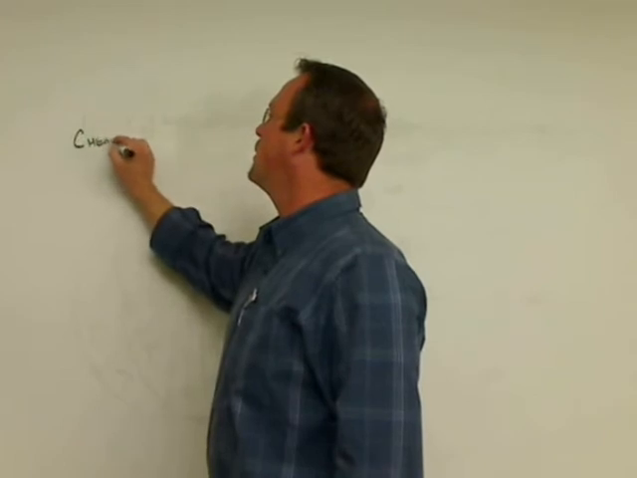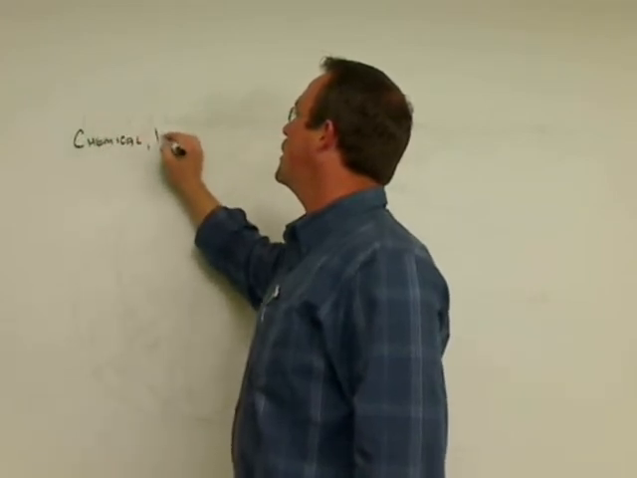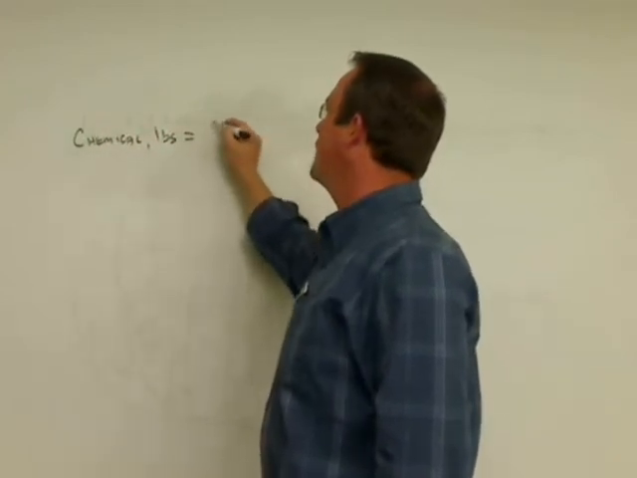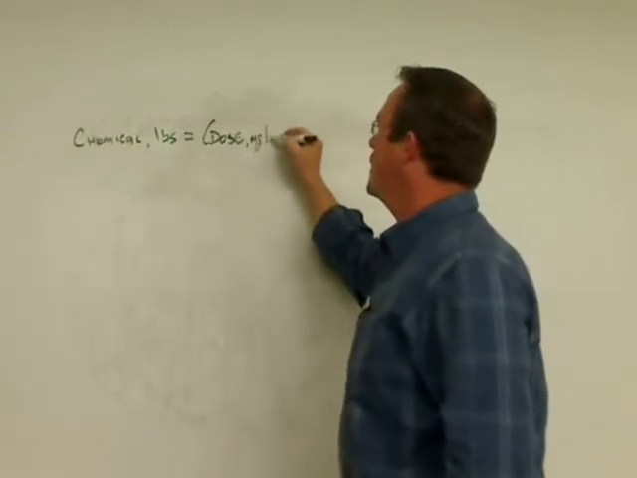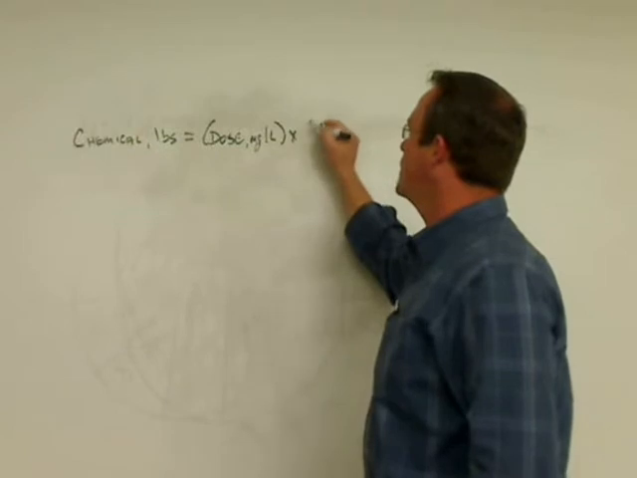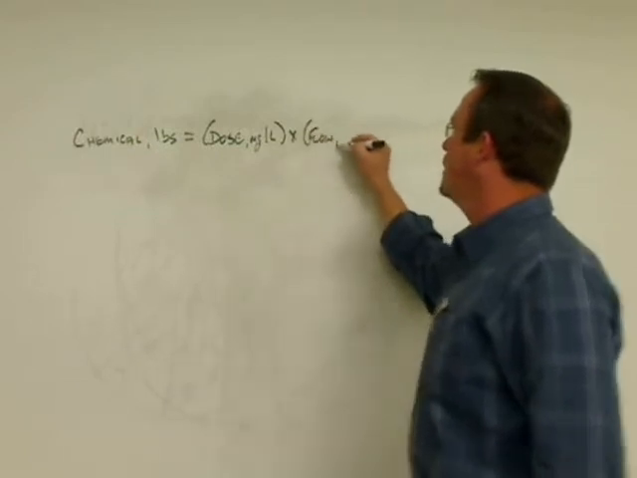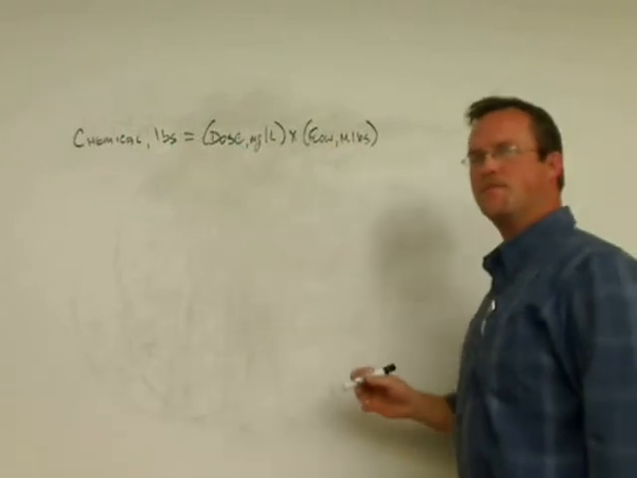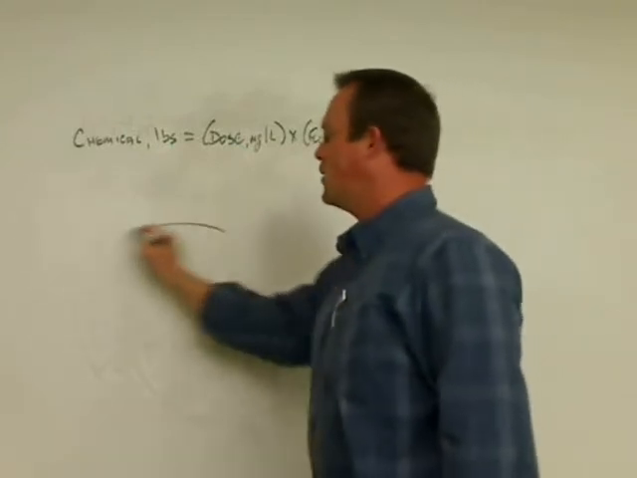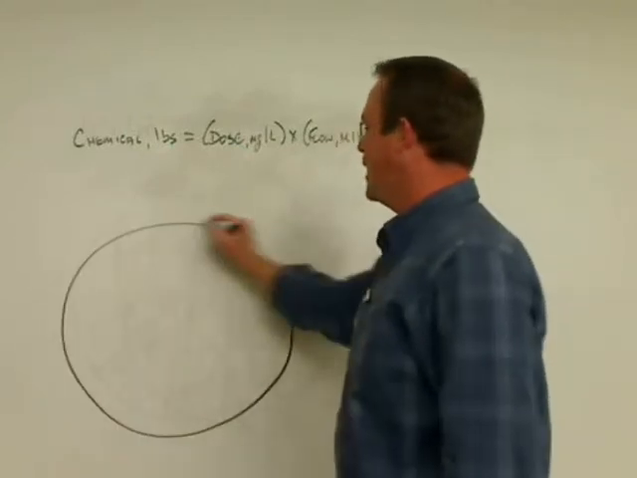your chemical in pounds equals your dose in milligrams per liter times your flow in million gallons. I'm going to go ahead and draw a pie chart for this one. I want to point out an important point here.